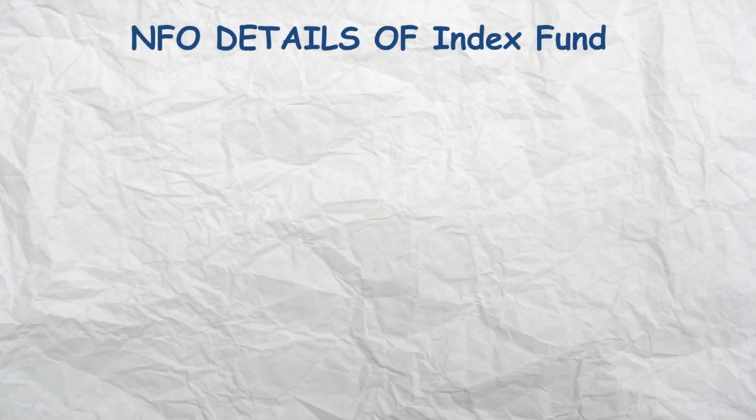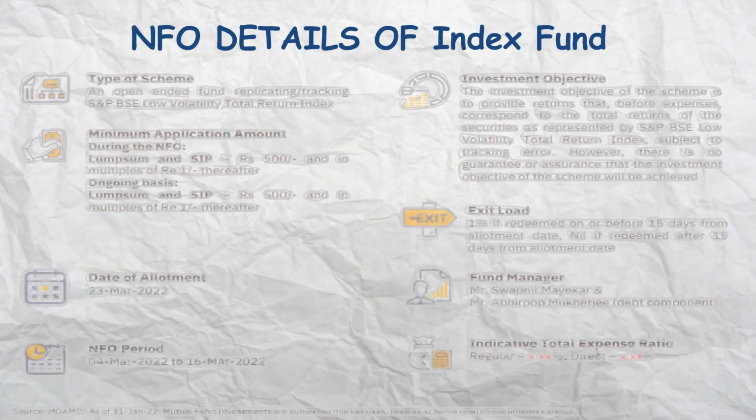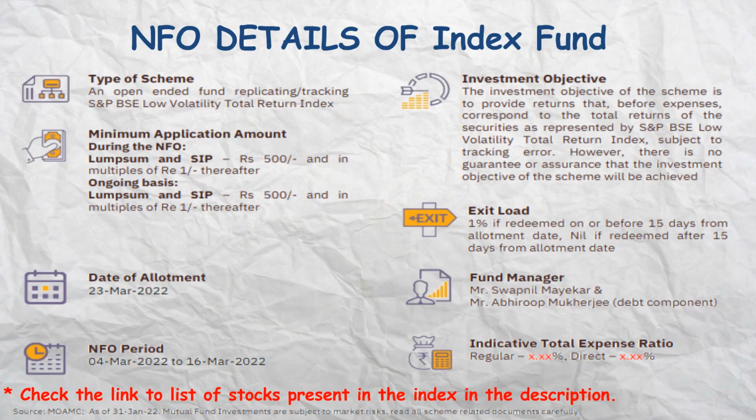Let's have a look at the Index Mutual Fund. This is an open-ended fund replicating the S&P BSE Low Volatility Index. Minimum amount during NFO for SIP and lump sum is Rs 100 and in multiples of Rs 1 thereafter. Indicative expense ratio for the regular scheme is 1% and for the direct scheme is 0.4%. Exit load is 1% if redeemed on or before 15 days from the date of allotment. The NFO period has already started and ends on 16 March 2022. Other details of the index fund can be seen on the screen.